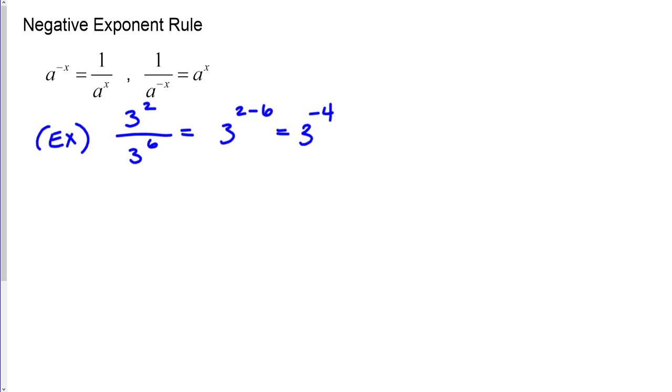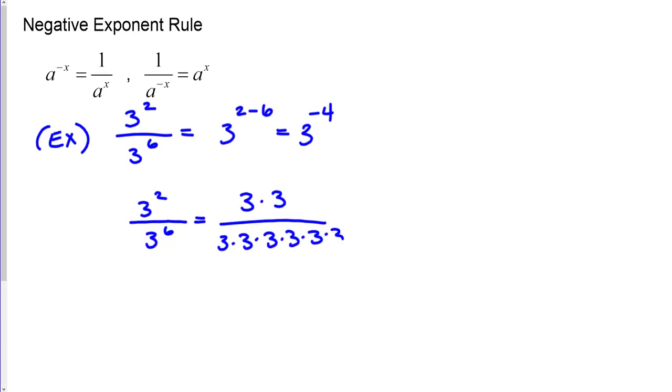And the reason we can simplify it is this. If I look at the details of this, 3 squared over 3 to the 6th. 3 squared is 3 times 3. 3 to the 6th is 6 factors of 3. And I did 7. Sorry about that. There we go.